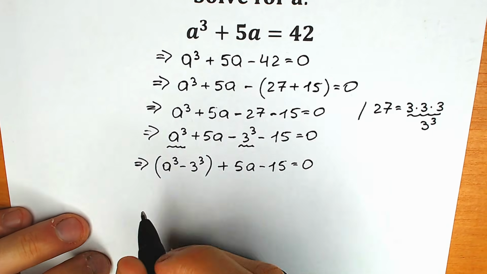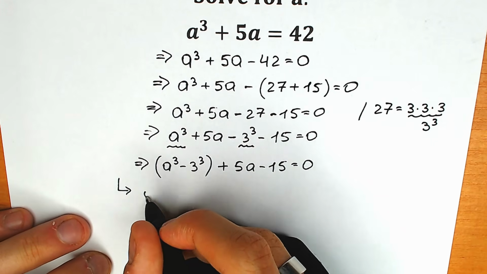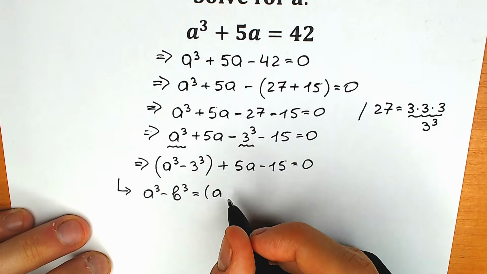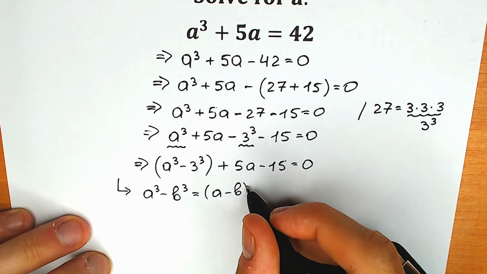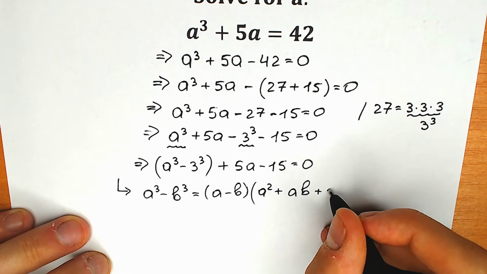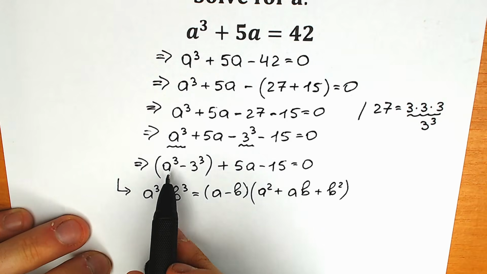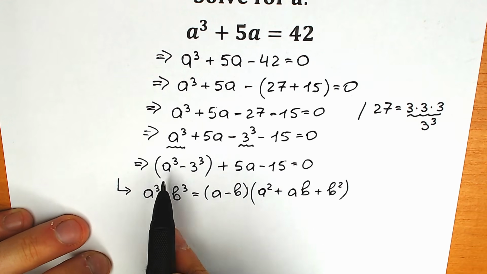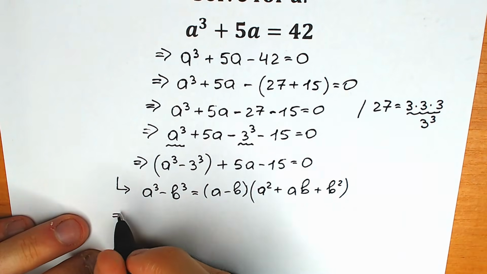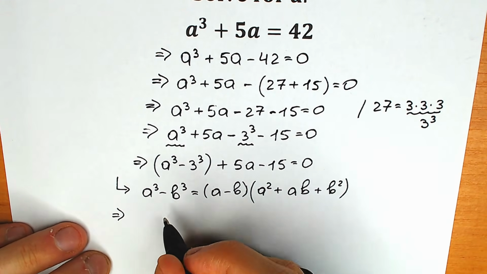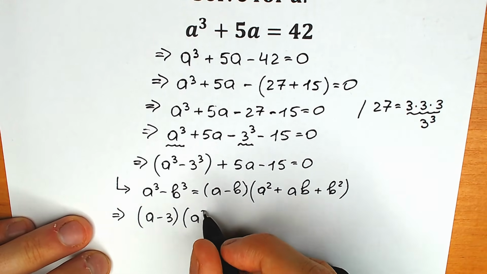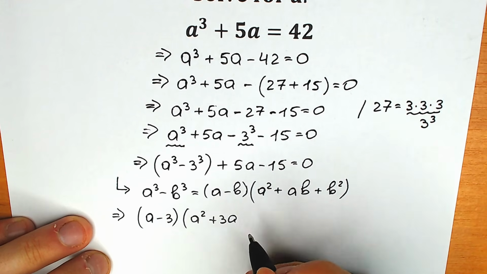And we need to know the formula. This is our well-known school formula: a cube minus b cube is equal to a minus b times parentheses, a squared plus ab, and plus b squared. So right now, let's apply this formula in this parenthesis. We have a difference of 2 cubes, a cube minus 3 cube. So we have a minus 3, and in the second parenthesis, we have a squared plus 3a and plus 9.